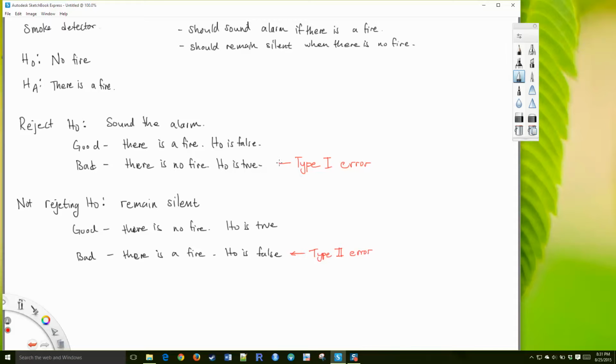Okay, the other scenarios, sounding the alarm when there is a fire, that's correct operation. And staying quiet when there is no fire, this is also correct operation. There's only one P in operation. Okay, so which error is worse?